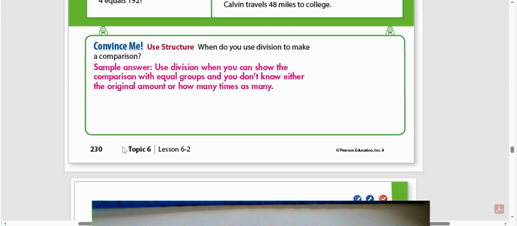Page 230. Use structure when using division. Simple answer: use division when you can show the combination as equal groups and you don't know either the original amount or how many times as many.